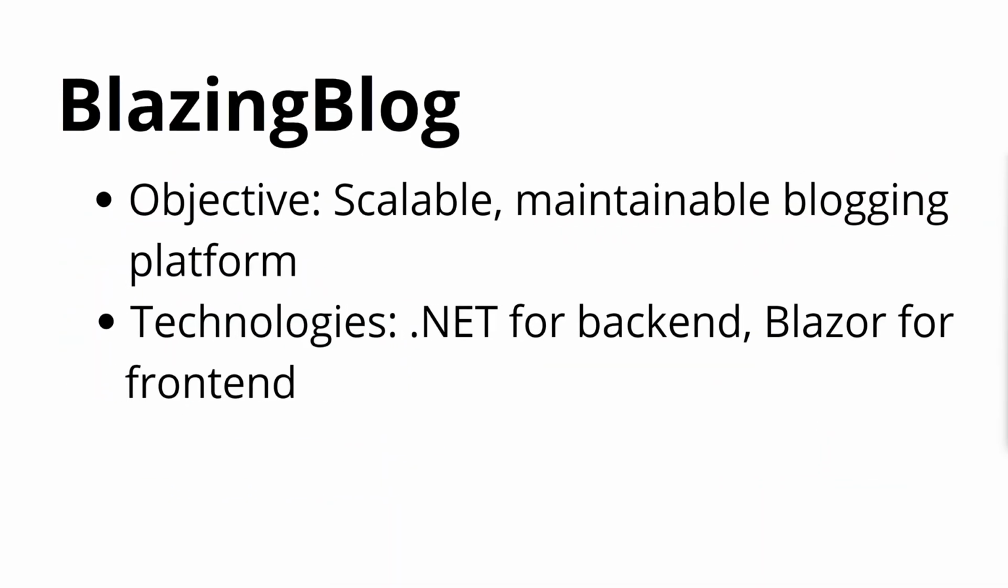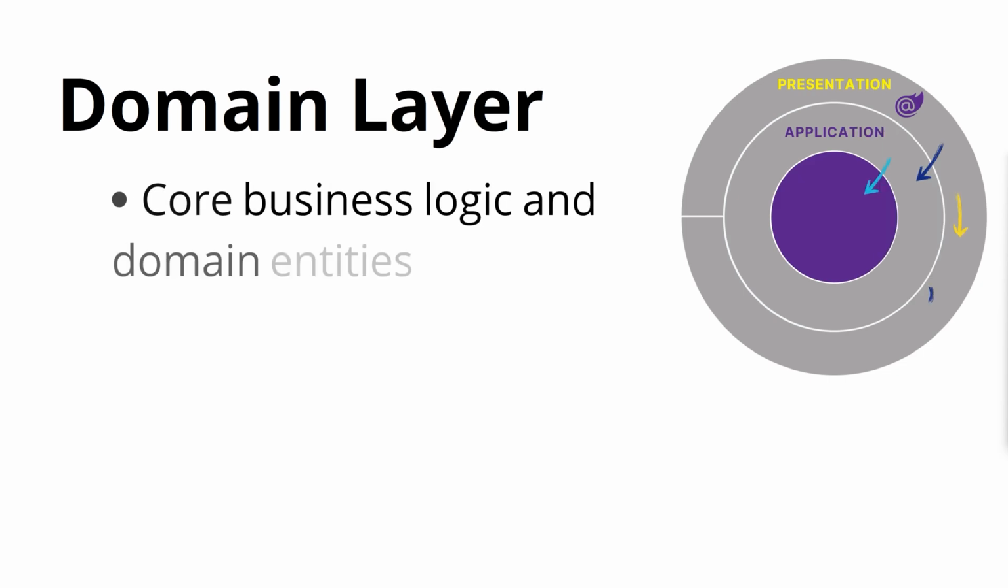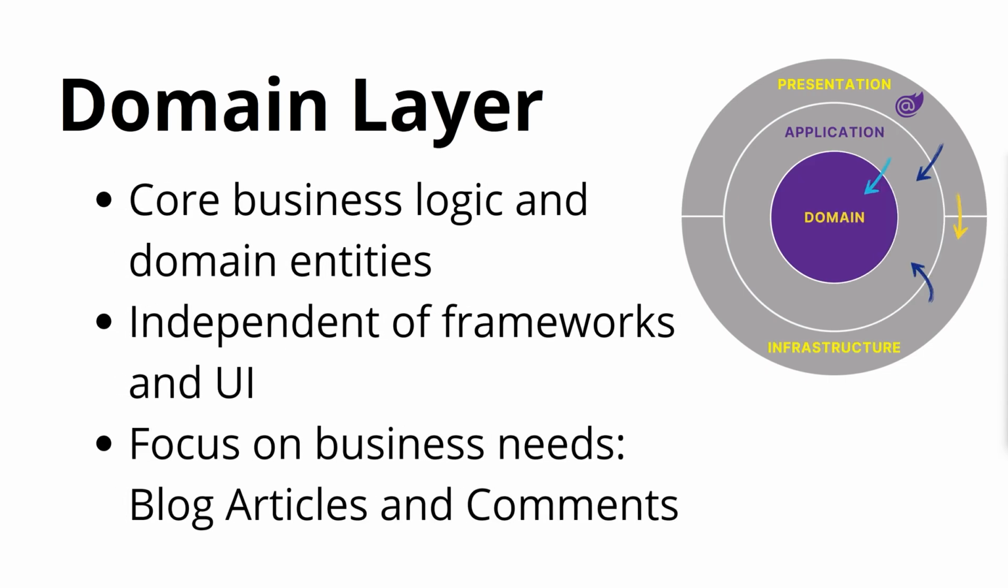Now, with our Blazing blog, we aim to build a scalable, maintainable blogging platform. Again, as you already know, we will utilize .NET for backend development and Blazor for the frontend. This will serve as a practical example to illustrate how clean architecture principles can be implemented effectively. So now let's dive a bit deeper into the layers. Hopefully I won't overwhelm you right at the beginning, but let's start first with the domain layer of our blog. Here we encapsulate all the essential business logic and domain entities like blog articles and comments, for instance.